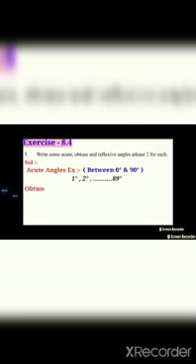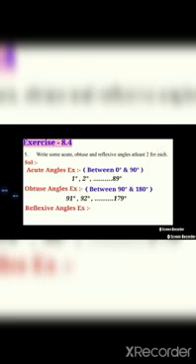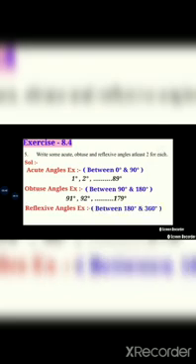Fifth problem. Write some acute, obtuse and reflex angles, at least 2 for each. Acute angles, for example: between 0 and 90 degrees, such as 1 degree, 2 degrees, up to 89 degrees. Obtuse angles: angles between 90 and 180 degrees are called obtuse angles, such as 91, 92 and so on up to 179 degrees. Reflex angles: angles between 180 and 360 degrees are called reflex angles, such as 181, 182 up to 359 degrees.